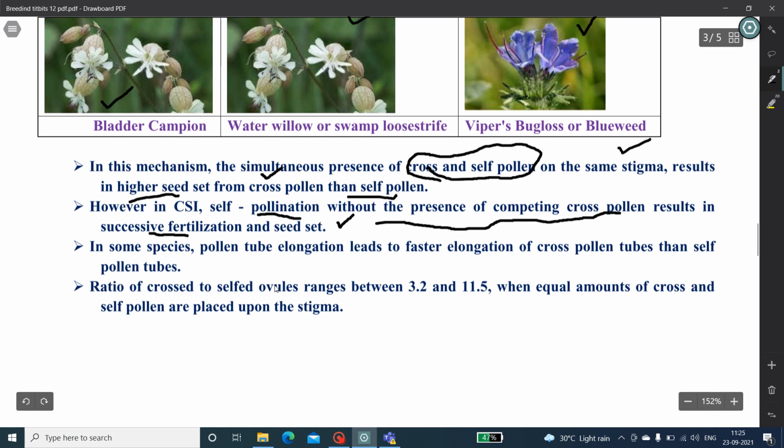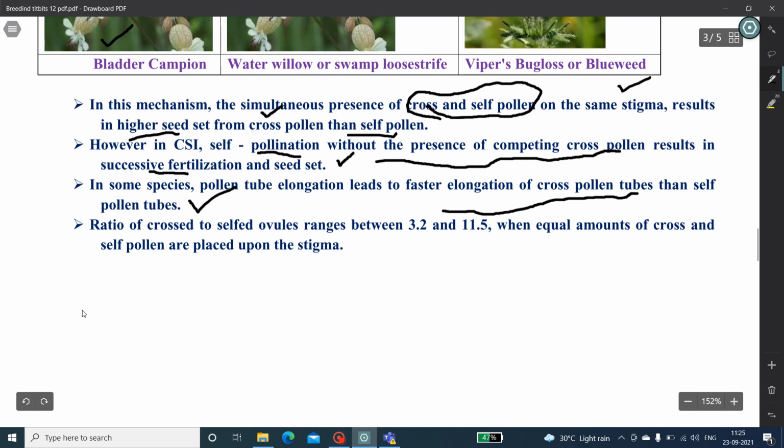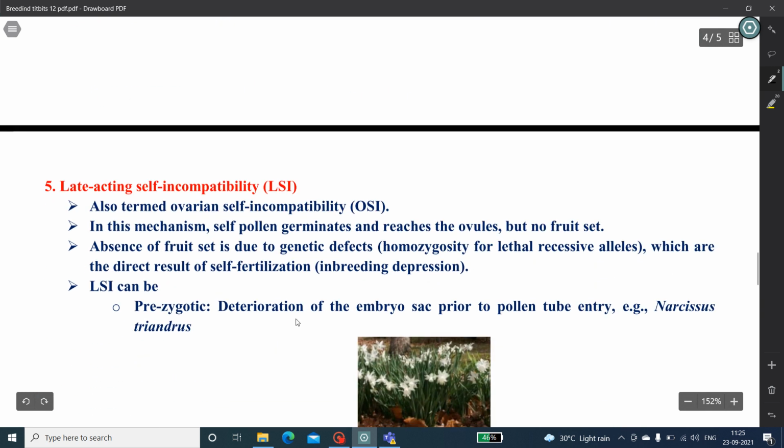In some species, pollen tube elongation leads to faster elongation of cross-pollen tubes than self-pollen tubes. The ratio of crossed to selfed ovules ranges from 3:2 to 11:5 when equal amounts of cross and self pollen are placed upon the stigma. And the fifth and last self-incompatibility type classification is late acting self-incompatibility.